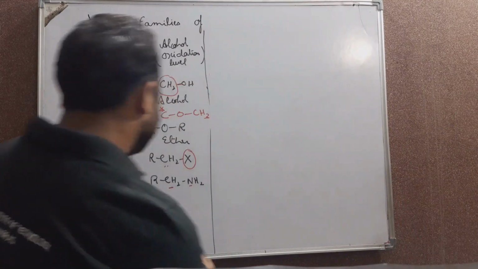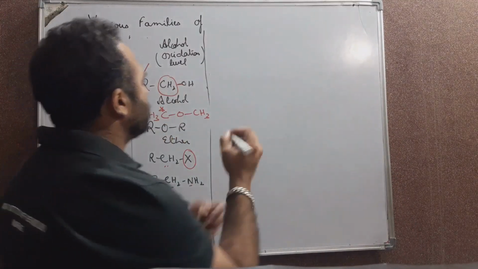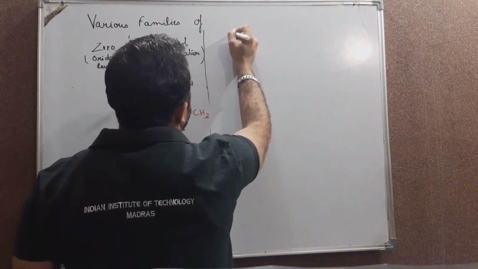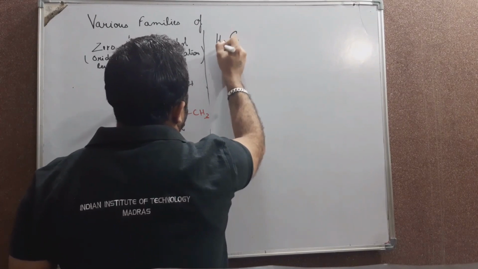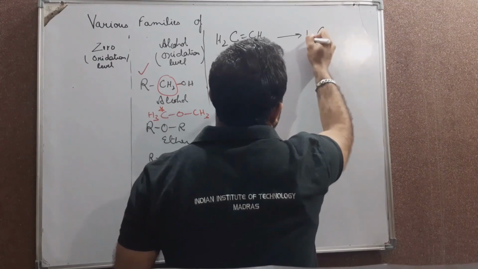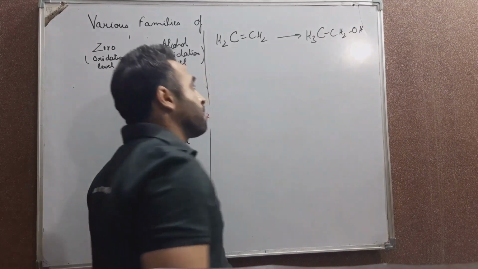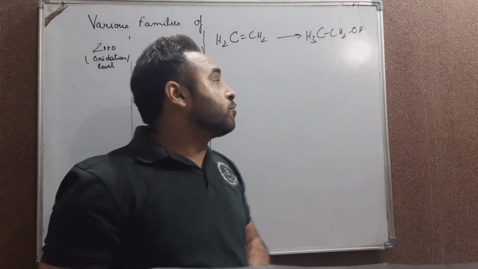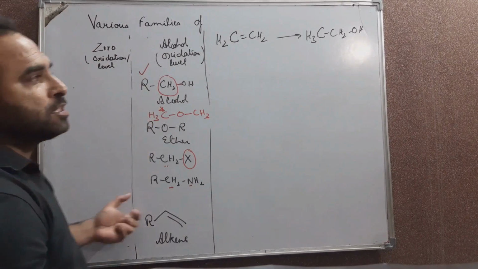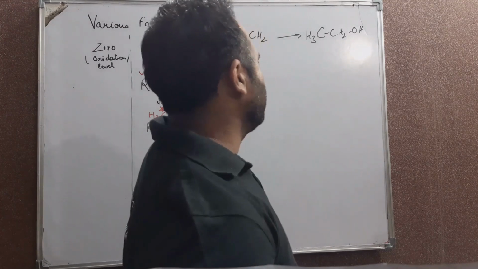For example, I am going to use a particular conversion, from ethene to ethanol. How are we going to approach this problem? You can see clearly these are at the same oxidation level, so no harsh reagents should come into my mind.